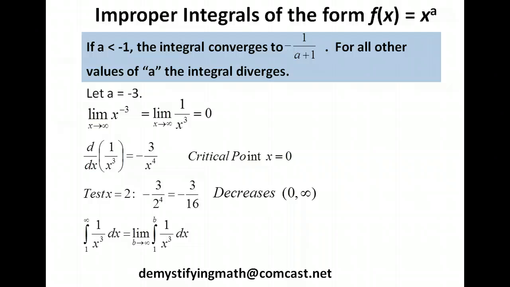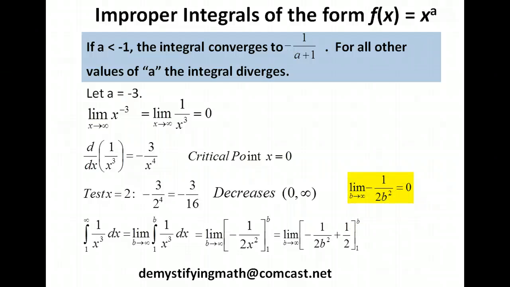So let's see. Let's evaluate our integral. And we get negative 1 over 2x squared. Plugging in our endpoints of integration, the negative 1 over 2b squared is going to go to 0. b's in our denominator, so it's just getting bigger and bigger in the denominator, which means the fraction is going to 0. So all we're left with is 1/2. Now remember we said this is negative 1 over a plus 1. So our a in this case was negative 3. So it works out to be 1/2.